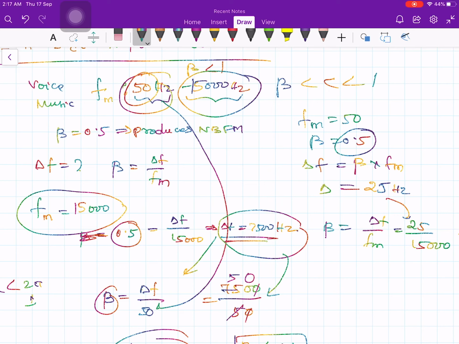The reason why we chose it to be the lowest is because if we ensure that this delta f by FM is small for the lowest frequency component, this will automatically imply that delta f by FM, or phi of t, is much less than 1 for the larger values of FM. So that is the point we need to remember.